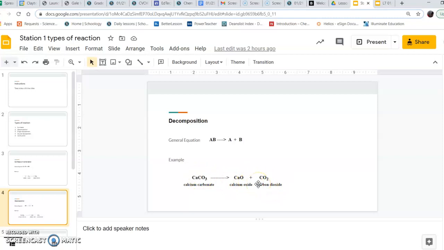Again, there's tons of examples of decomposition. If you leave your food out for a long time, it begins to decompose. Same thing with leaves. So decomposition is the opposite of synthesis.